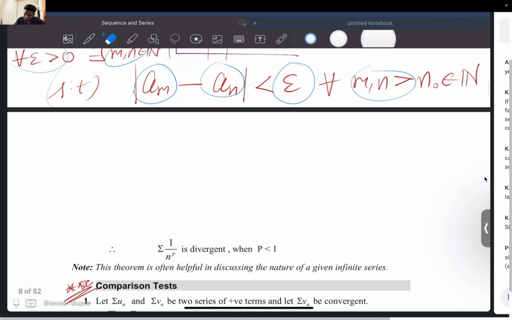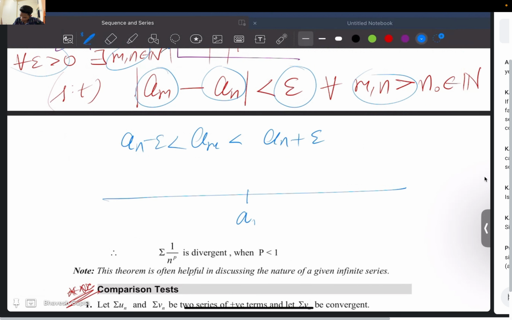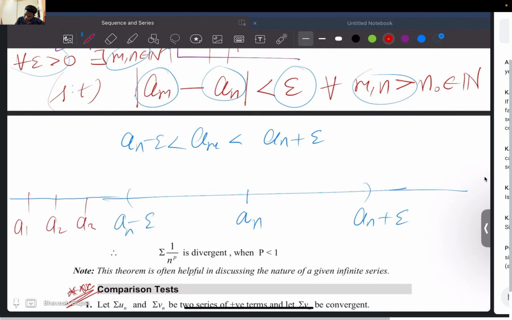So if you are not clear what I mean to say, it is that am turns out to be between an minus epsilon and an plus epsilon. So if I have a line, and let's say this is am, no, sorry, we have this an plus epsilon, an minus epsilon, and this also is a sequence, right? Some a1, a2, a3. Now what happens?